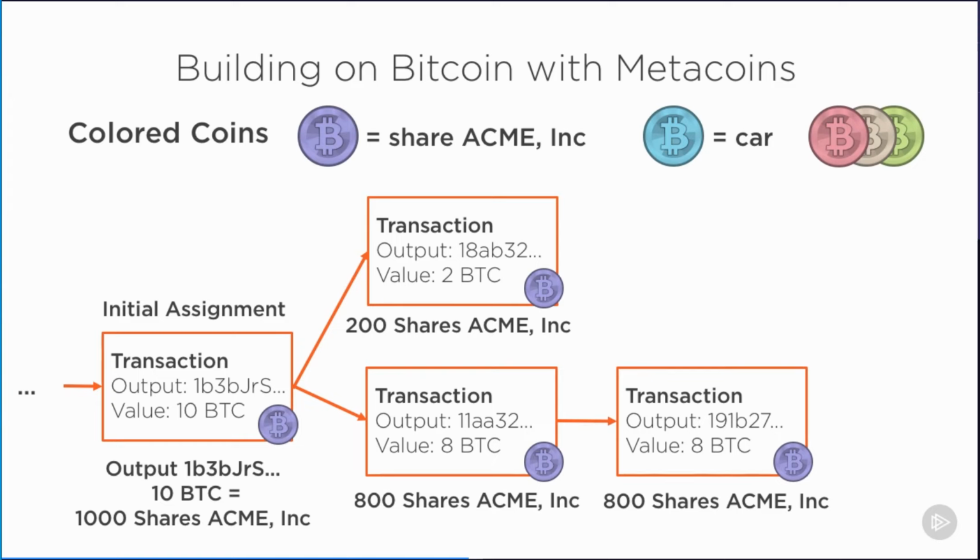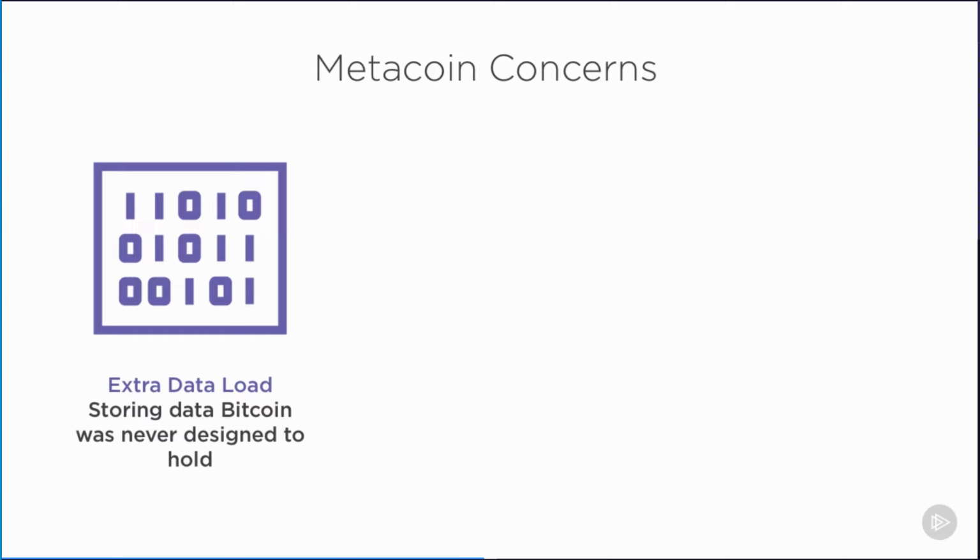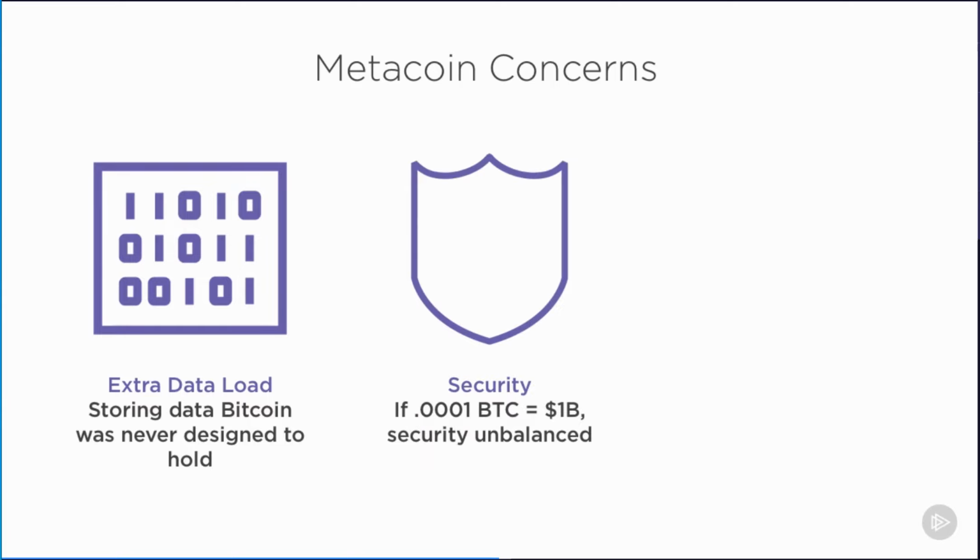These so-called meta coins are able to leverage the security, network, and data storage of Bitcoin, but they do have their problems. Many dislike the extra load these protocols place on the Bitcoin network. Recall that every transaction is relayed to every node and stored in perpetuity. There are also security concerns.